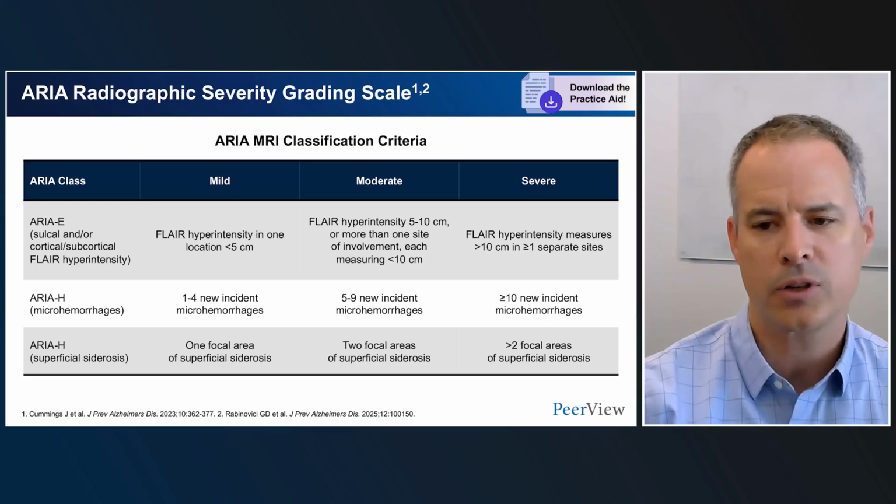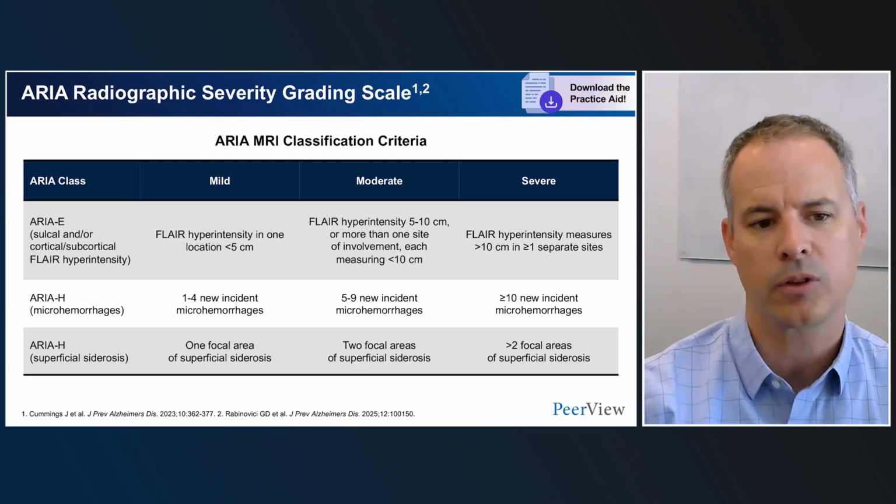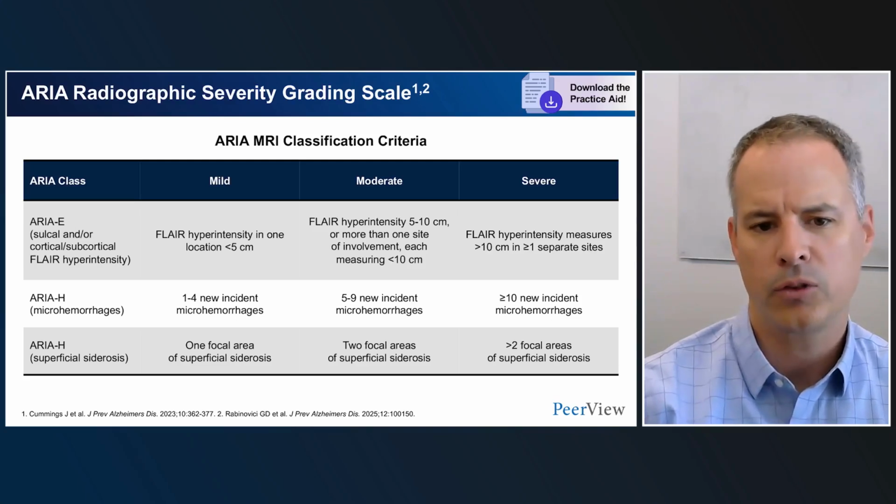ARIA-H with microhemorrhages, 1 to 4 new microhemorrhages is considered mild ARIA-H. 5 to 9 is considered moderate, and more than 10 is severe. Superficial siderosis ARIA-H, 1 focal area of superficial siderosis is mild, whereas 2 is moderate, and more than 2 is severe.